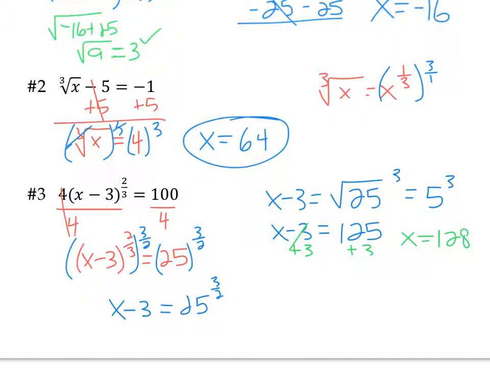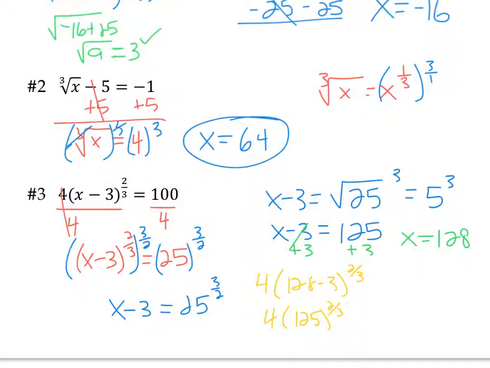If we want to check that now, we put it back into the original expression, 4, and then we have 128 minus 3 to the 2/3 power. This would be 4 times 125 to the 2/3 power.